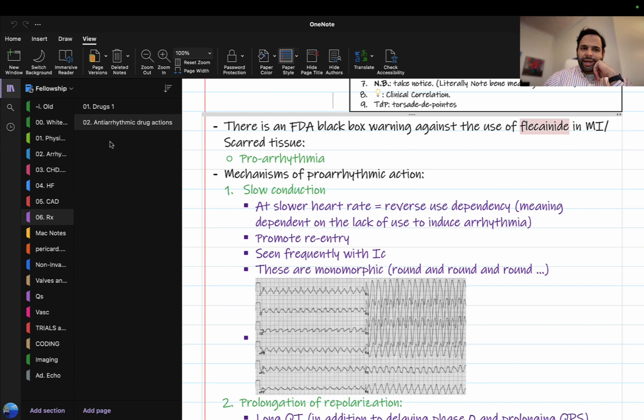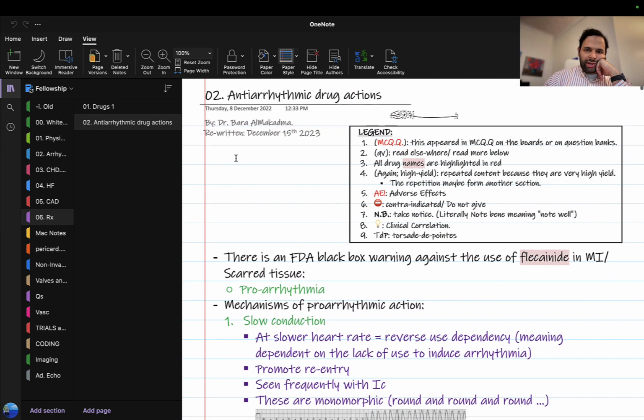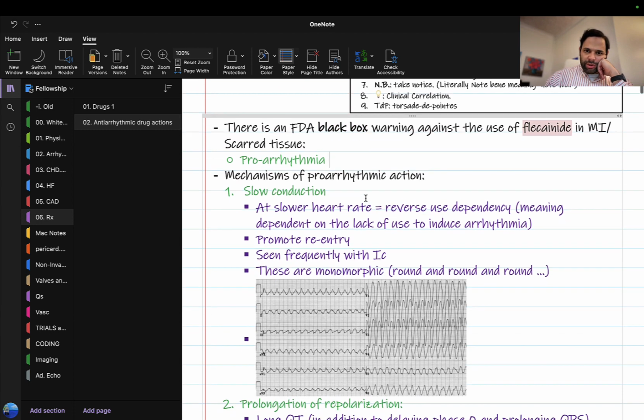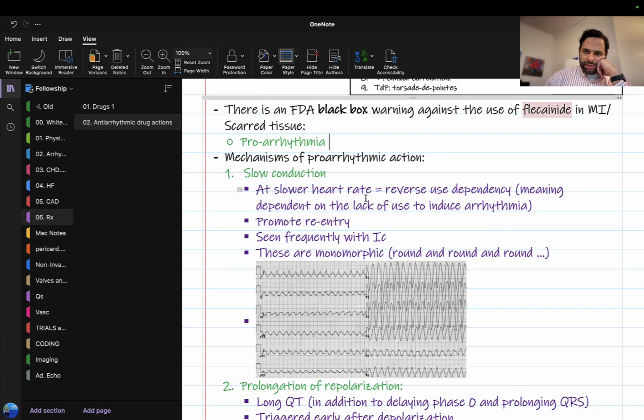On the Drugs tab, Antiarrhythmic Drug Actions note. The FDA has a black box warning against the use of flecainide in MI and scarred tissue. It's proarrhythmic in that subset of patients, MI or scarred tissue. We call those structural conditions.